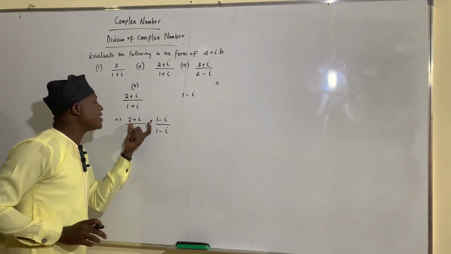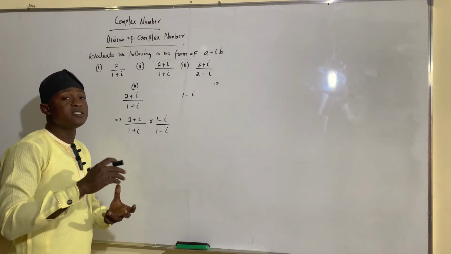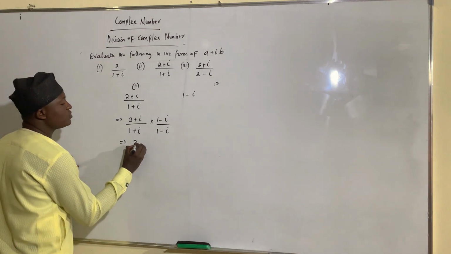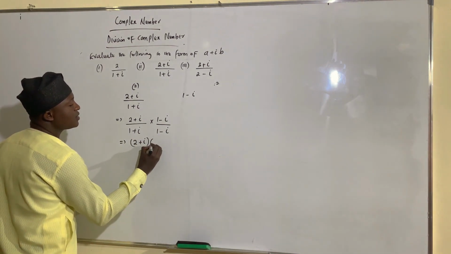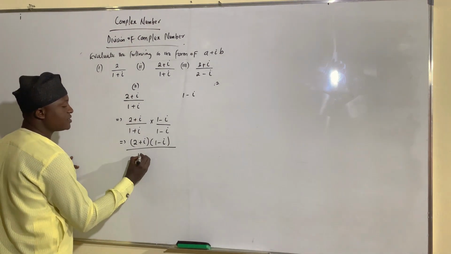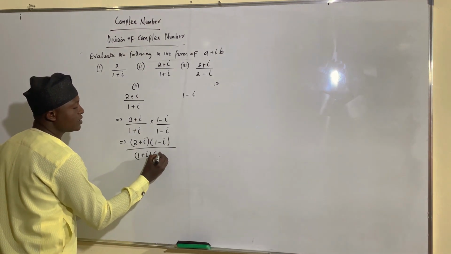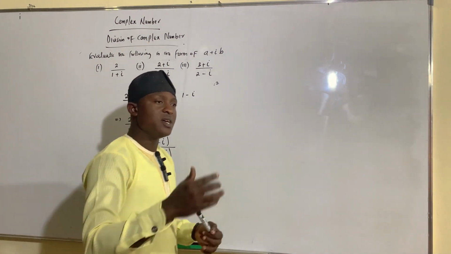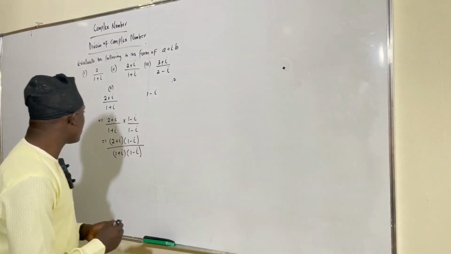Just like the way we expanded the numerator, we are going to expand the denominator. So for the denominator, we have 1 plus i, at the same time 1 minus i. Just a simple expansion. Multiply the first one by the first one, second one by the second one. The numerator is 2 plus i times 1 minus i.